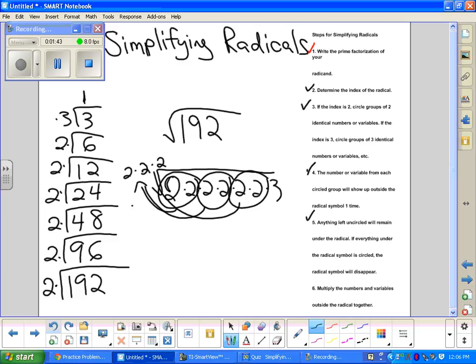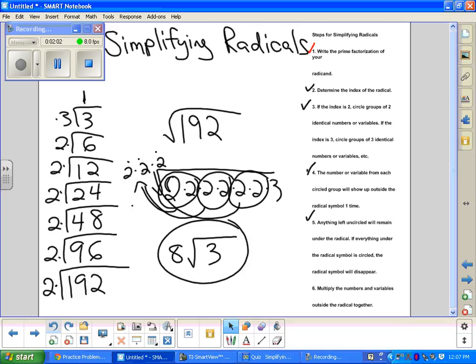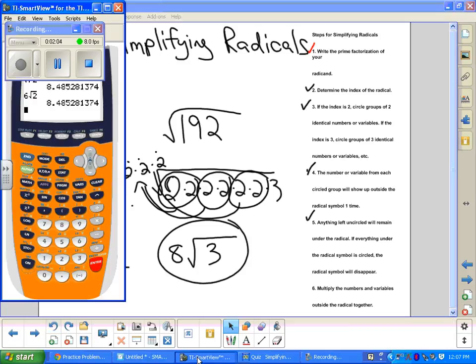Anything left uncircled will remain under the radical. If everything under the radical is circled, the radical symbol disappears. Whoops, I don't want to circle that. There's a 3, so that's going to stay inside the radical. And 2 times 2 times 2 is 8. So the square root of 192 is the same thing as 8 times the square root of 3.